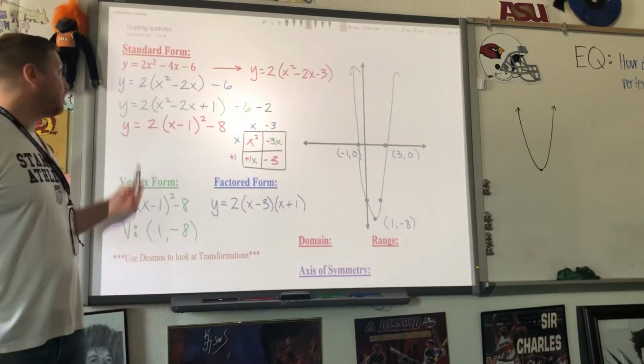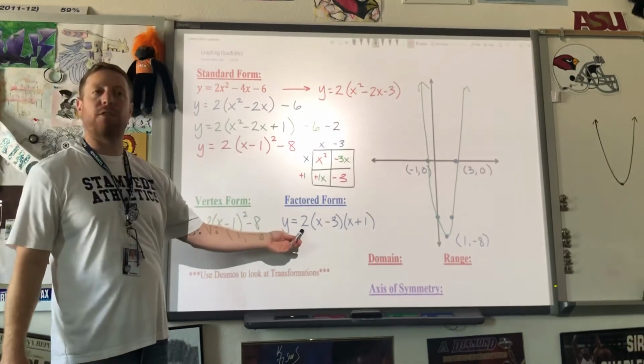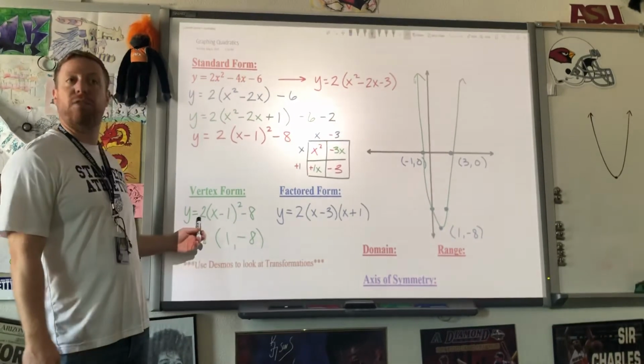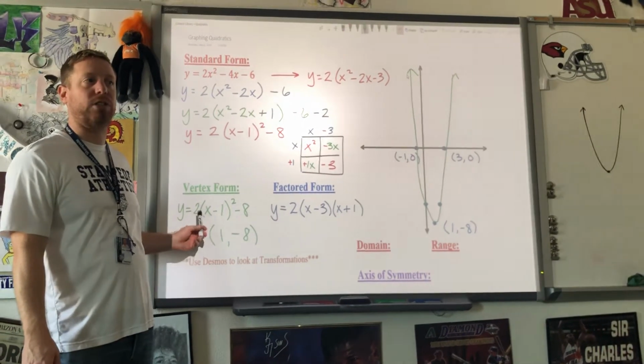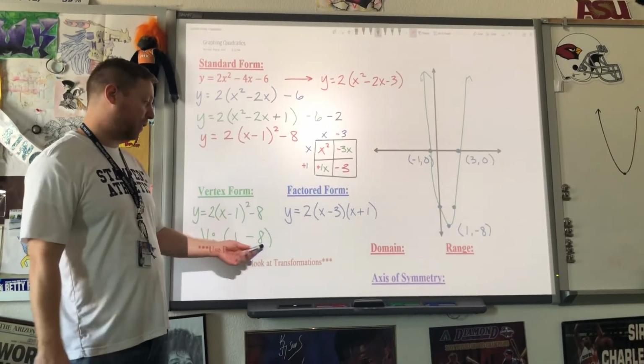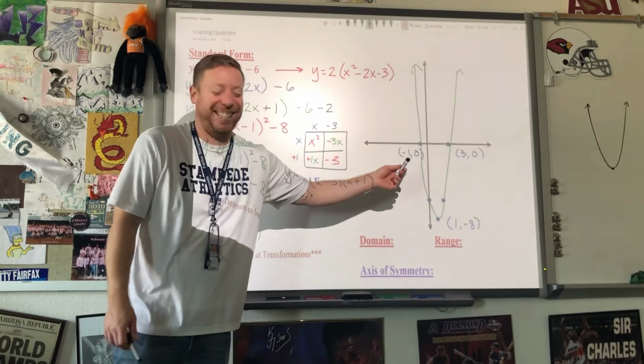This leading coefficient of 2, a was 2 up here, yes? In standard form, a was 2. Here in factored form, a was 2. Here in vertex form, a is 2. A is just always chilling out front. That's why we call it the leading coefficient. It's just always 2. It does not affect your vertex. It does not affect your roots.